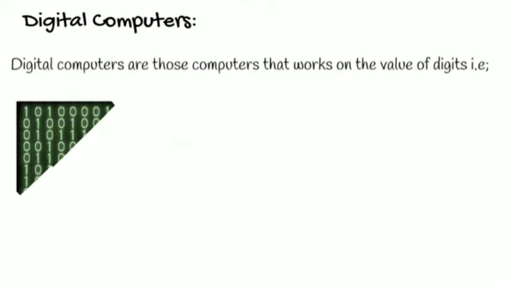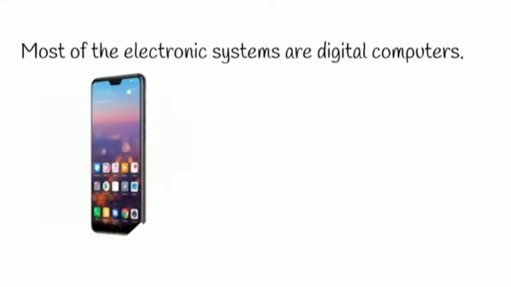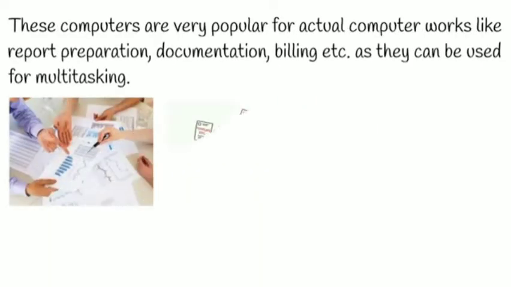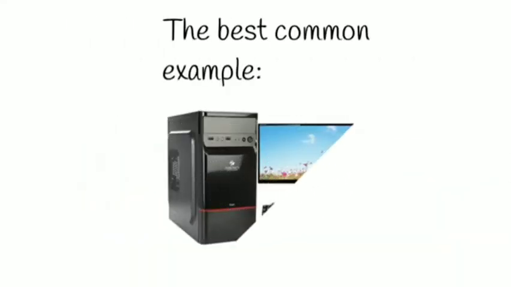Digital computers are those computers that work on the value of digits, that is 0 and 1, where 0 means off and 1 means on. Most of the electronic systems are digital computers. These computers are very popular for actual computer works like report preparation, documentation, billing, etc. The best common example is our desktop personal computer.